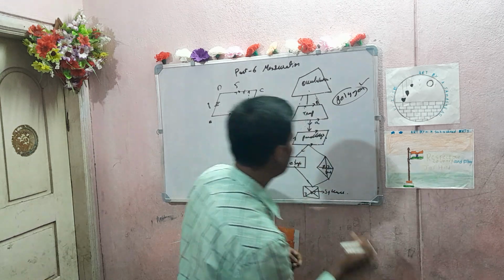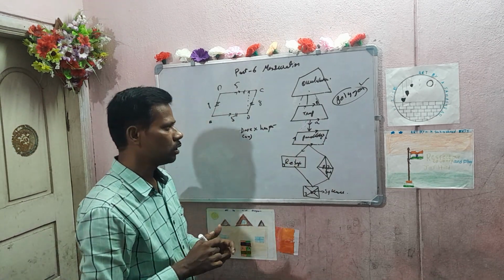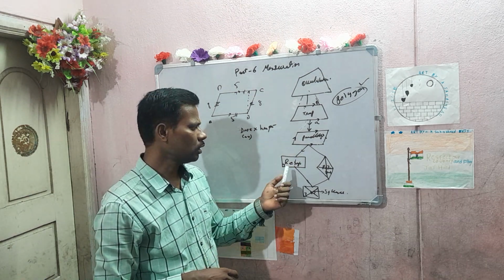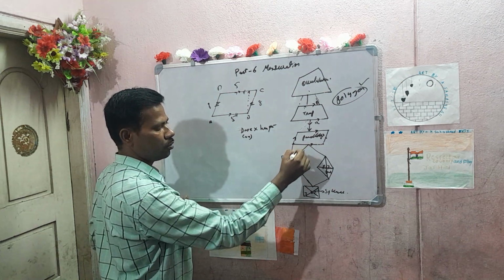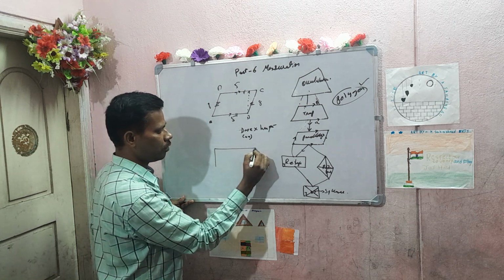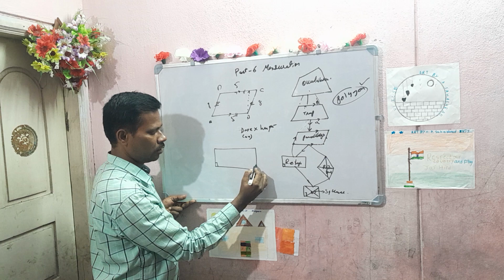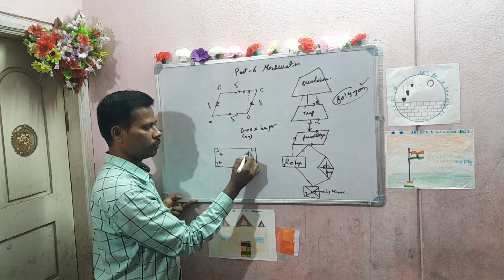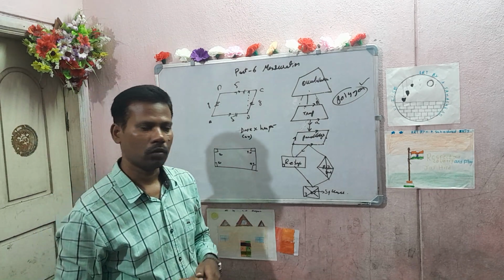Next, rectangle. What is a rectangle? A parallelogram in which one angle is 90 degrees is called a rectangle. A rectangle is also a parallelogram, but each angle is 90. You know very well, you have learned from lower classes, from 5th class onwards, what is a rectangle.